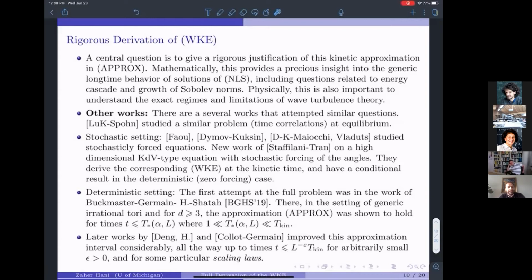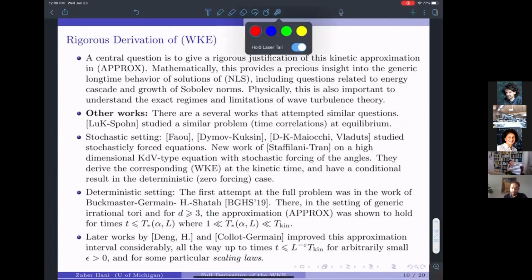So in the deterministic setting, the first attempt at the full problem was in the work of Buckmaster, Germain, Hani, and Shatah a couple of years ago. There we were in the setting of generic irrational tori, so we need a genericity assumption over there, and we were working in dimension d greater than or equal to 3 for NLS. We were considering NLS, the cubic, and the same equation that I described. And in that work, we justified the approximation, but unfortunately only for very short times. So the times were still much bigger than 1.